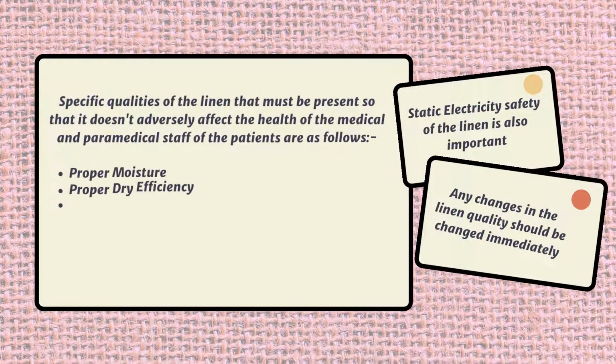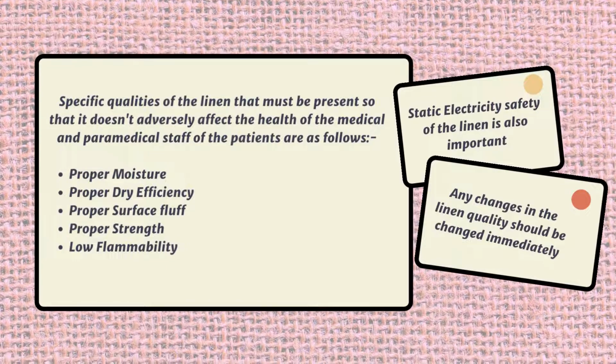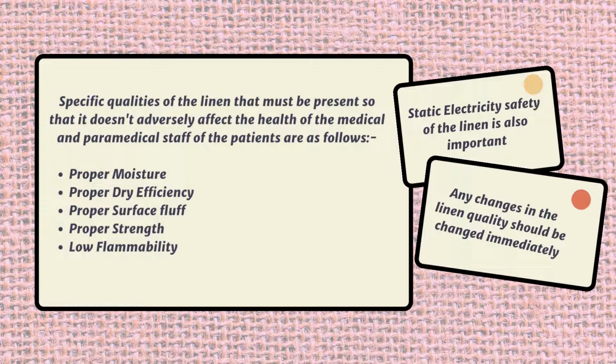Okay, so there are some qualities that are very much required for the linen in the hospital. If these qualities are not proper, then the linen has to be changed or discarded. Now, the specific qualities of the linen are as follows: proper moisture, proper dry efficiency, proper surface fluff, proper strength, and low flammability. Static electricity safety of the linen is also very important. The linen should be changed immediately if there are any changes in the linen quality: if there's no proper moisture, no dry efficiency, no surface fluff, no proper strength, no flammability, then you should change the linen.